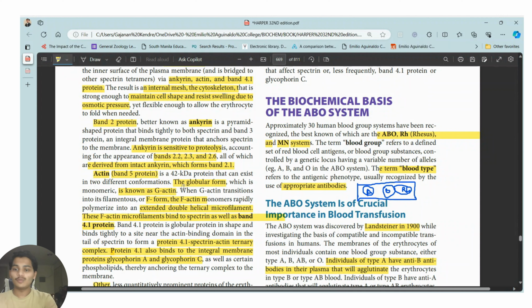It is globular. There are two forms of actin: globular actin and F actin, that is, filamentous actin. Globular actin will eventually be converted to filamentous actin, and this F actin monomer rapidly polymerizes and extends into a double helical microfilament. This microfilament will bind to spectrin and band 4.1, and will again form that strong mesh of proteins, which will maintain the shape of RBCs.